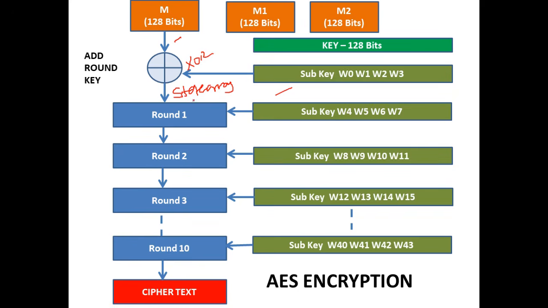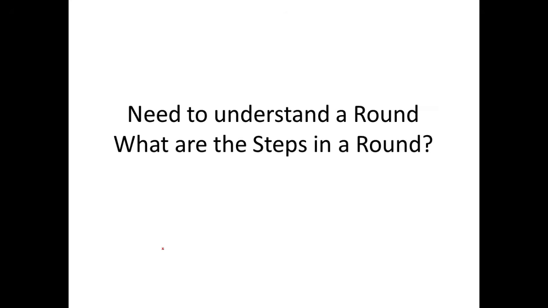So now this output, the state array, will be going to round 1, and round 1 will also be utilizing our key starting from W4 to W7, the 4 words. The next question that comes to our mind is, what is happening in this round? If you understand what is happening in one round, the same thing applies to all the other rounds, except for a slight variation in round 10. So the next question we have here is, we need to understand a round. What are the steps in a round?